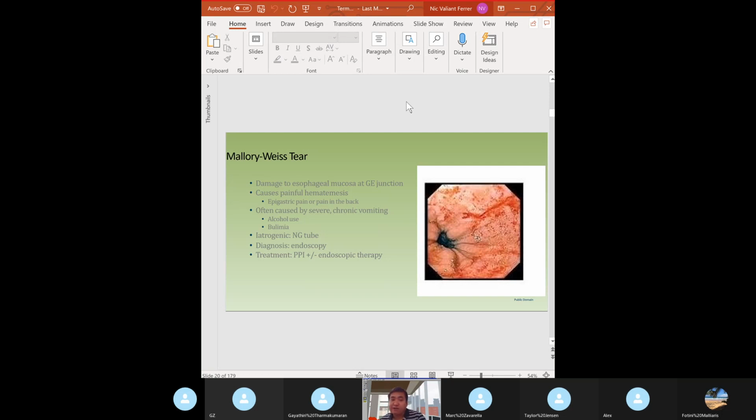What's the iatrogenic cause of Mallory-Weiss tear? NG tube. Actually, inserting an NG tube can precipitate a Mallory-Weiss tear. Diagnosis, endoscopy. What's the treatment? PPI plus or minus endoscopic therapy.